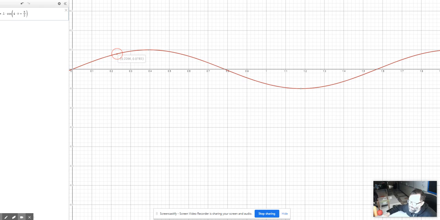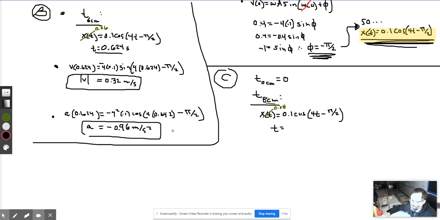So 0.232 is, I think, right there is what we're looking at. So 0.232, it's at 8 centimeters. Okay? So it's going to be at 0.232 seconds. How long it takes to get there.